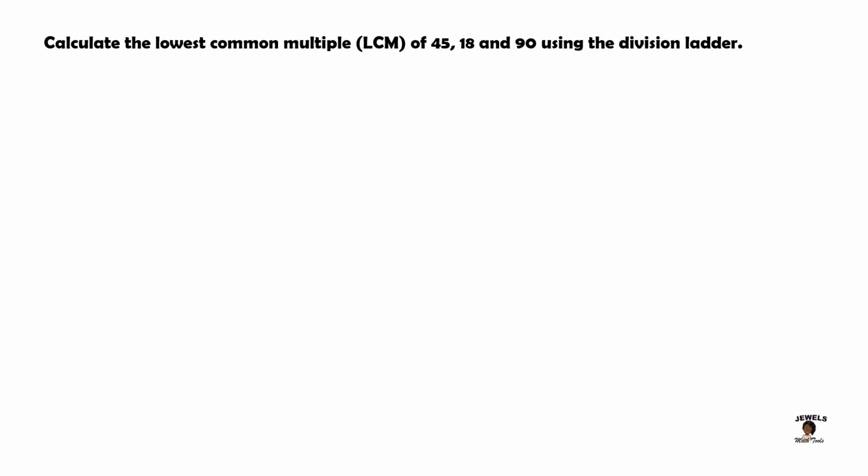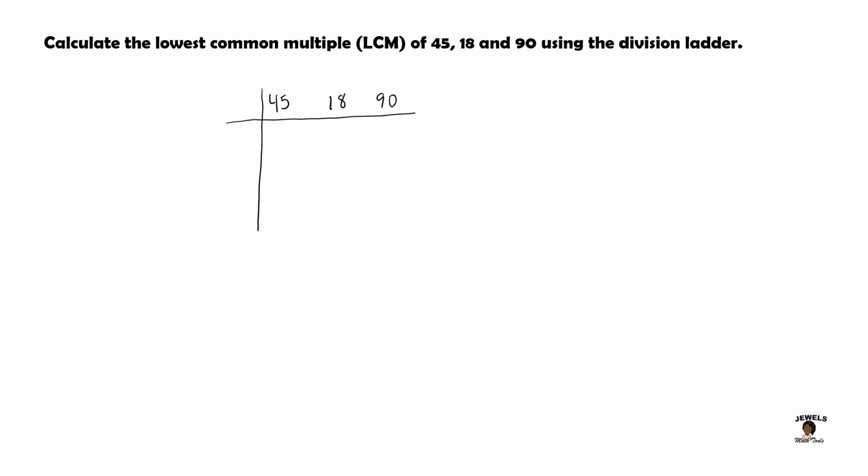So in our example today, we will be calculating the LCM of three numbers using a single division ladder. Now when calculating your LCM, remember that you're looking for the lowest common multiple that these numbers will have in common. So now let's get started by first listing our prime numbers, which we will be using in the division ladder. Remember that the ladder uses only prime numbers.